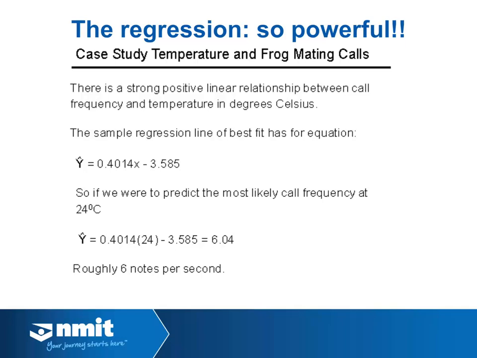So in this case, it's 24 degrees. So we just put 24 in the place of x, solve for y, and we get that if it's 24 degrees, we predict that there will be 6 mating calls given by each frog. 0.4014 times 24 minus 3.585.